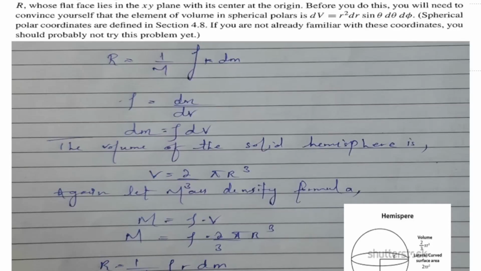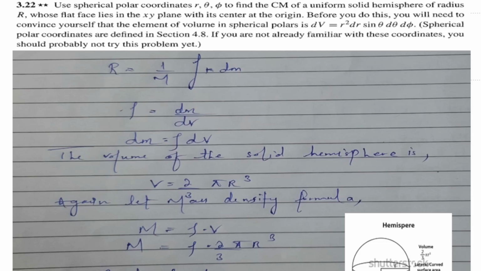Okay, let's start numerical 3.22. You have to consider a spherical polar coordinate system, and here you find the center of mass of this uniform solid hemisphere. So what is given there? That the xy plane, which is the flat face, with center at its origin. So this is the value for volume, which is already given: r squared dr sine theta d theta d phi, where phi is the azimuthal angle.